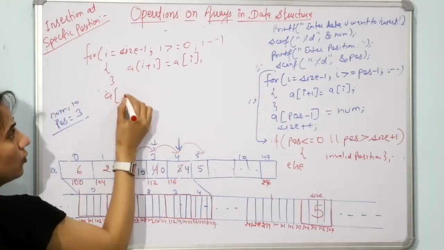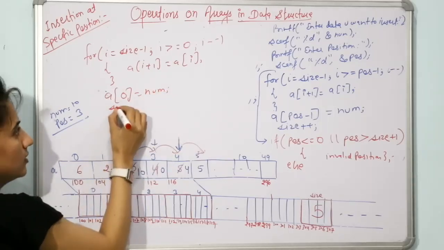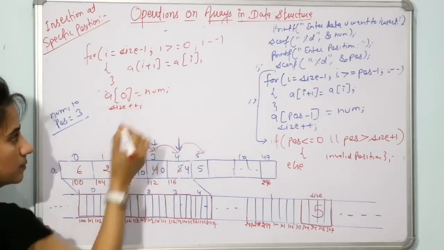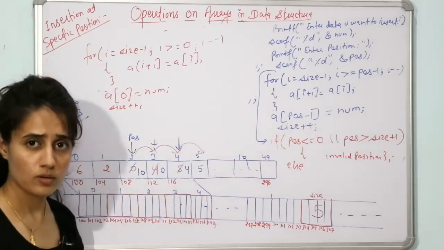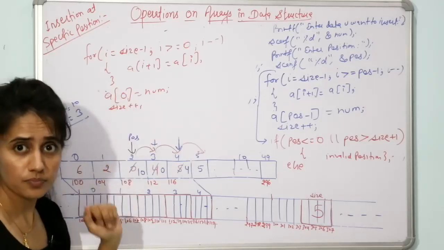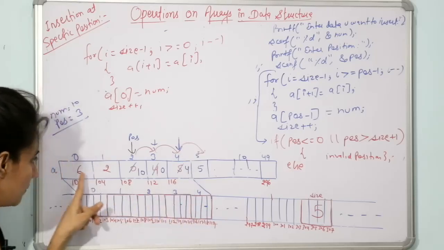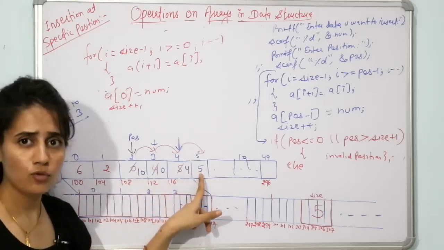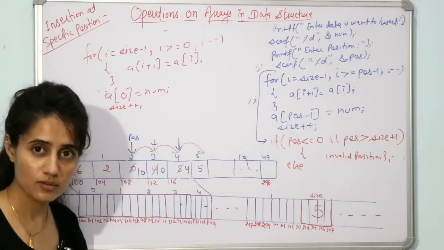And here you will write what? At a of 0 you want to insert number, and simply size plus plus. No need to write position minus 1 because you know where you want to insert, at a of 0th location, fine. And if you want to insert after all the elements at the end of the array, then what you will do? Then that is very simple, no swapping would be done, fine.